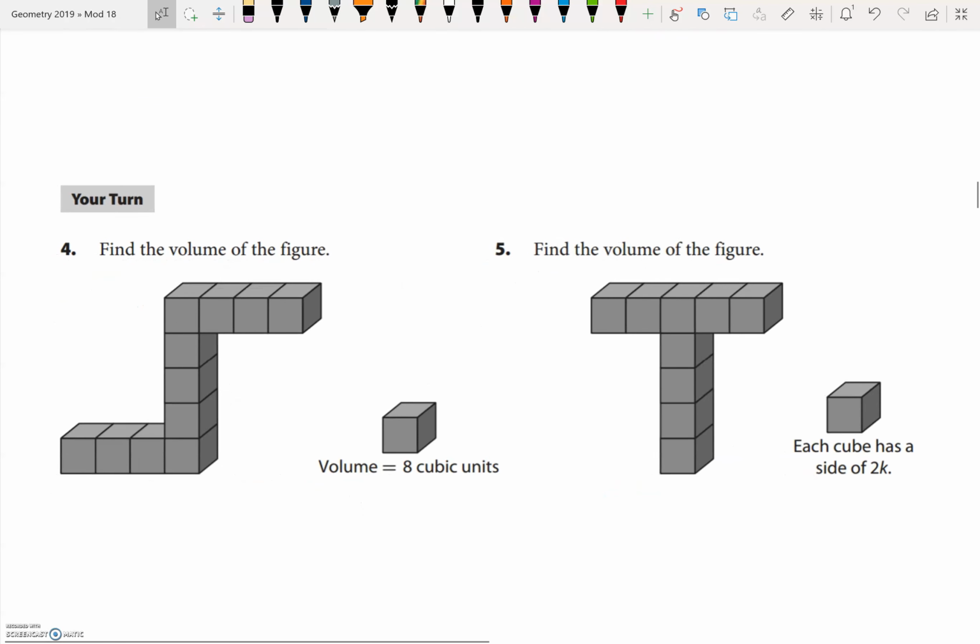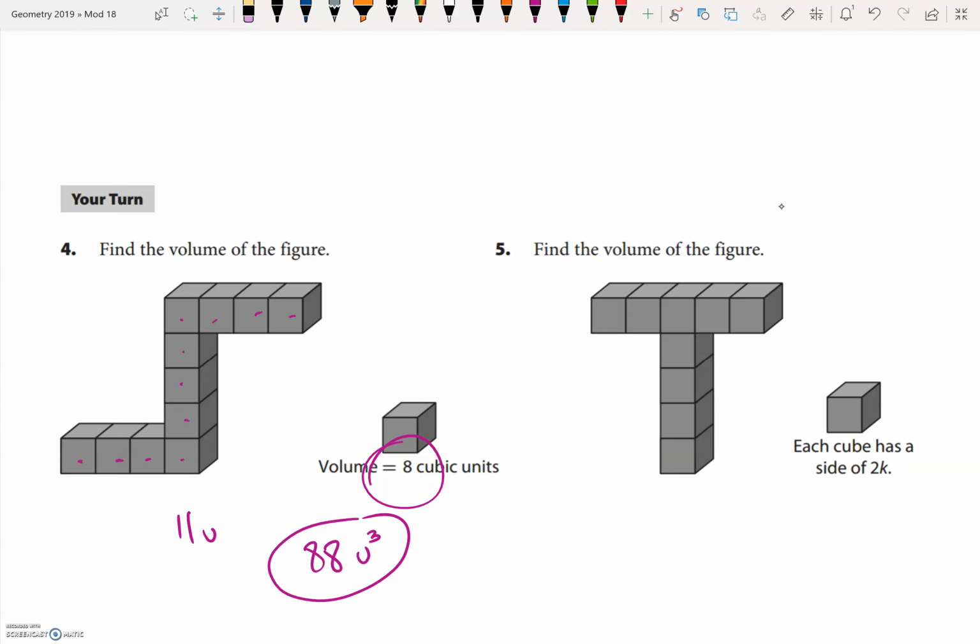Let's look at number 4 and number 5. If you wanted to find the volume of shapes, sometimes all you need to do is just count them. How many do you have? 1, 2, 3, 4, 5, 6, 7, 8, 9, 10, 11. Now, before you go ahead and say this is 11 units cubed, you want to say, oh, look, the volume is 8, so 8 times 11 makes 88 units cubed. Volume is units cubed, by the way, don't do units squared.